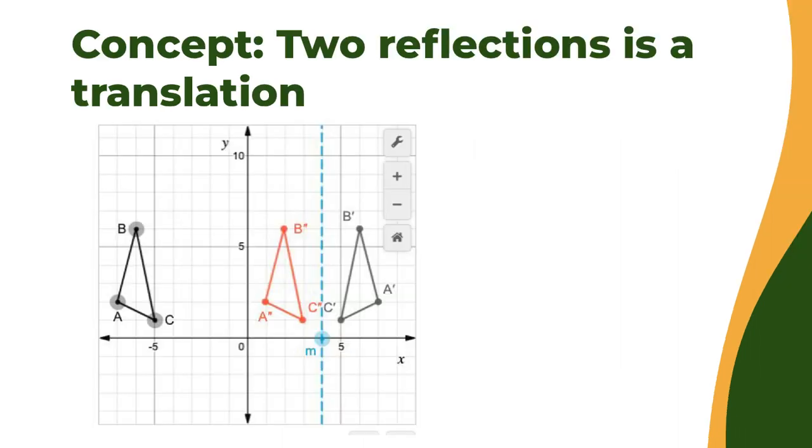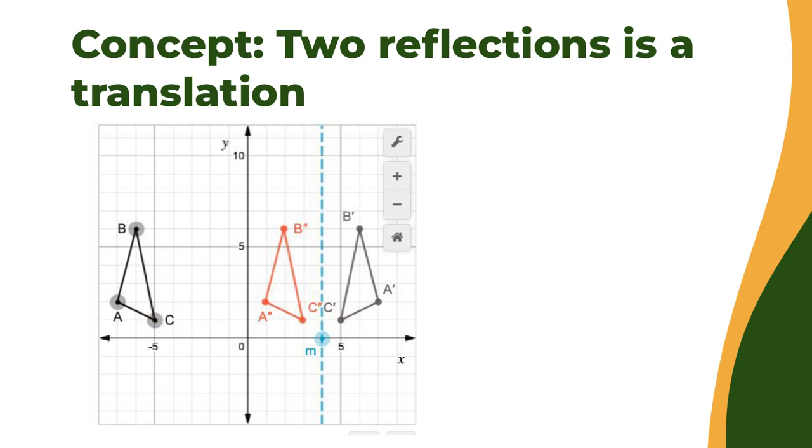All right, so our next concept is another composition of functions. If I do 2 reflections, it turns out that that is actually the same as a translation. I want you to imagine this. We've got this triangle right here, ABC. We're going to flip it or reflect it over the y-axis. When I do that, I'm going to get all the way over to here.